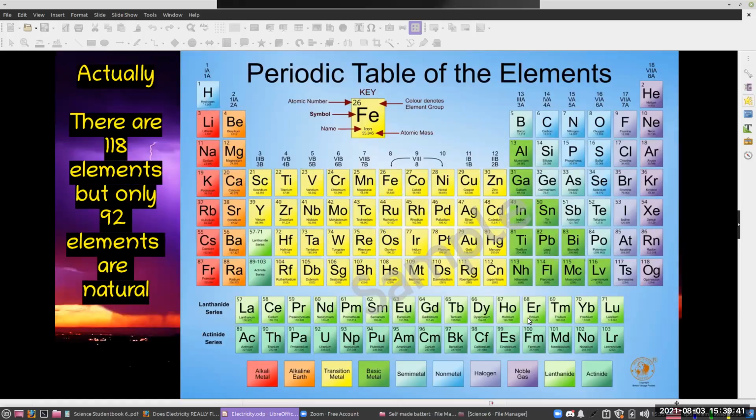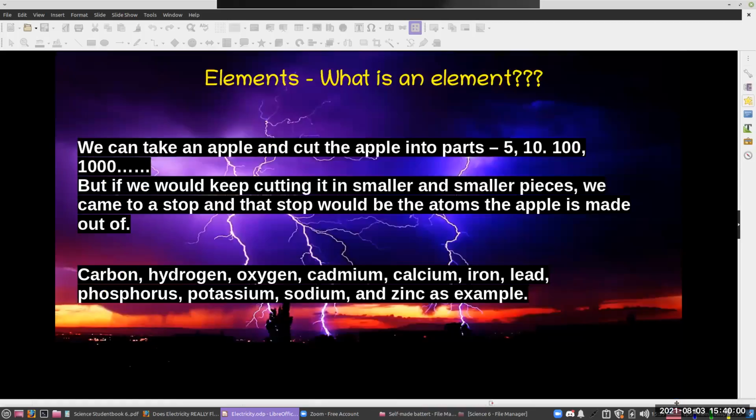So start from copper, goes over gold, goes over lithium. Here we have, as an example, 118 different elements, different atoms. So now we need to know what an atom is. So what is an element?